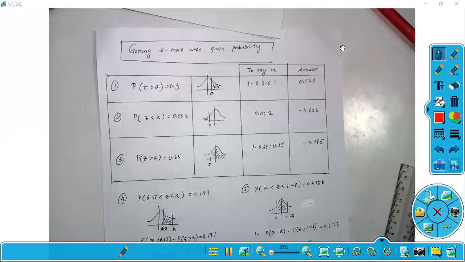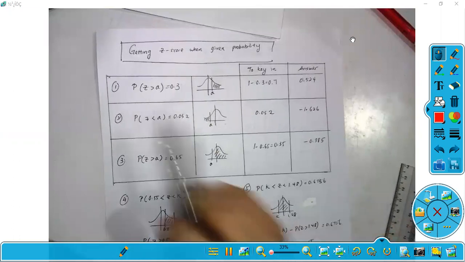Okay, hello everyone. In this video, I'm going to show you how to use our ClassWiz calculator to get the z-score when we are given the probability. Of course, before we use the calculator, we must understand the concept first. For this type of question, we have three main patterns.